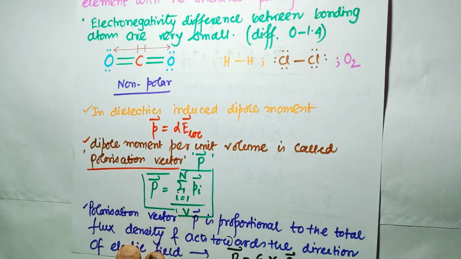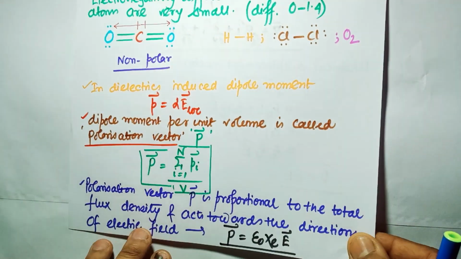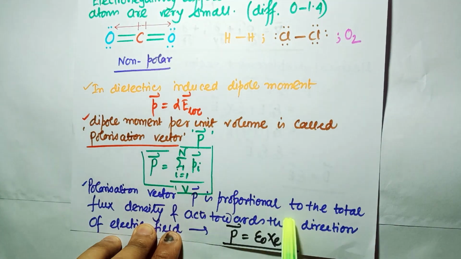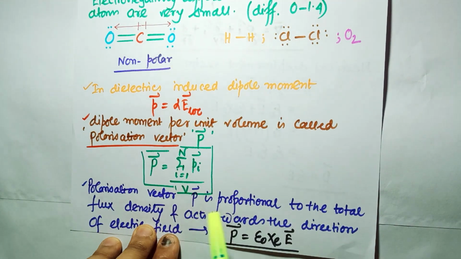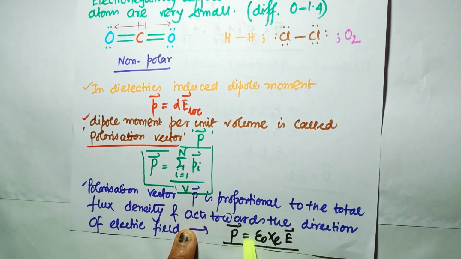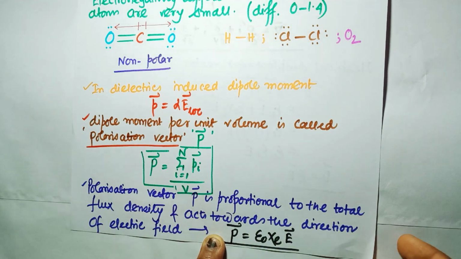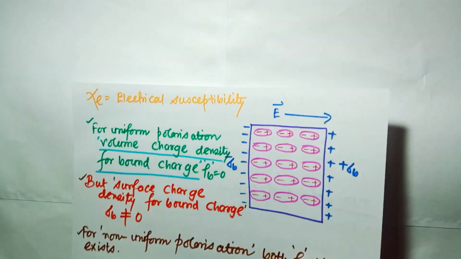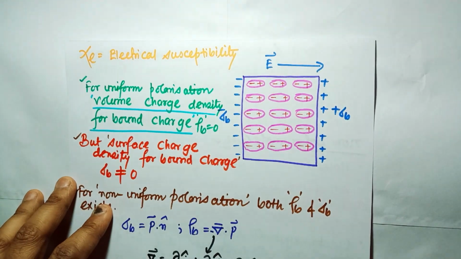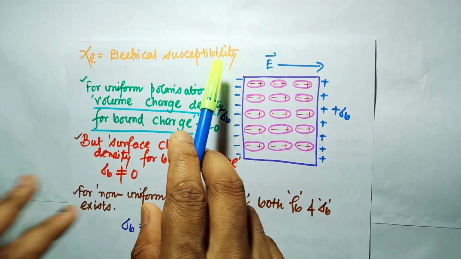So we can write that the polarization vector capital P is proportional to the total flux density and acts in the direction of the electric field. We can also find the relation that capital P vector is equal to epsilon naught chi e. So what is chi e? Chi e is called the electrical susceptibility, and epsilon naught, we know, is the permittivity of the vacuum.